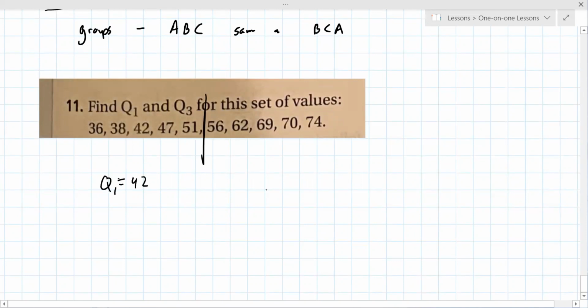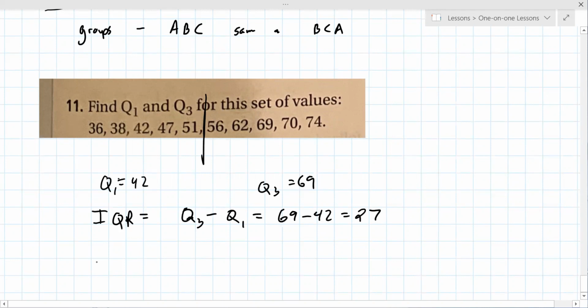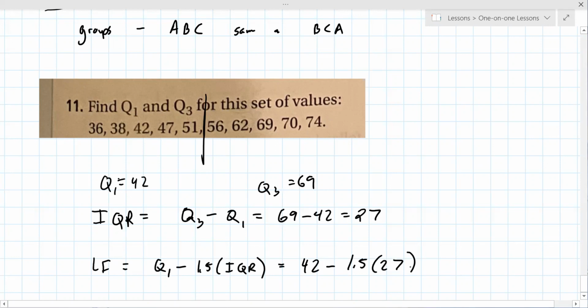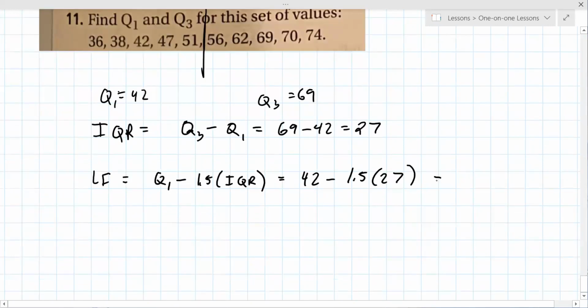Q1 is equal to 42, and Q3 is equal to 69. So the interquartile range, IQR, is Q3 minus Q1: 69 minus 42, which is 27. The lower fence is Q1 minus 1.5 times the interquartile range. So 42 minus 1.5 times 27. 1.5 times 27 is 40.5. And so there's no values below it, so there's no outliers on that side.